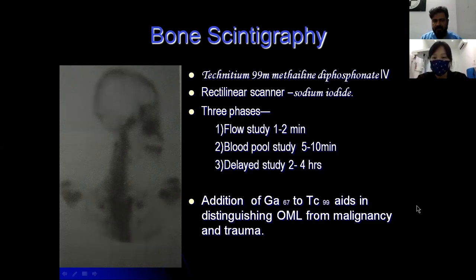In addition to this, gallium 67 or technetium 99 aids in distinguishing osteomyelitis from malignancy and trauma. In malignancy and trauma, these dyes also get blocked, but when you introduce gallium 67, it will not block in trauma or malignancy, it will block in osteomyelitis.